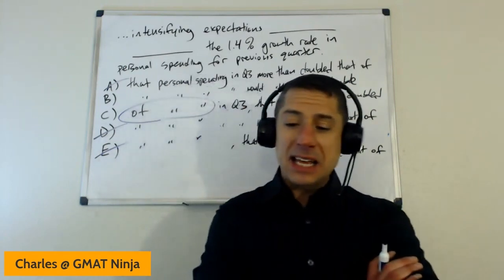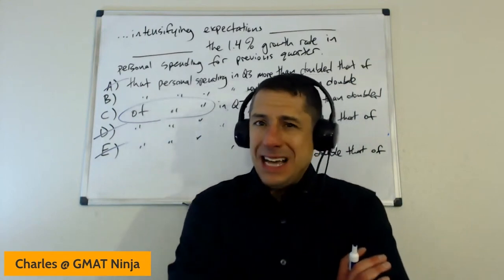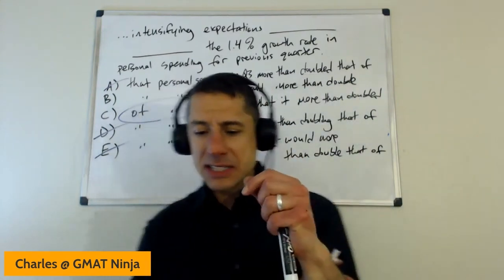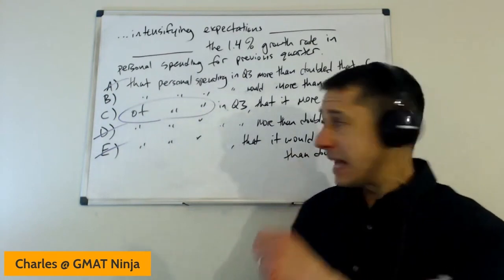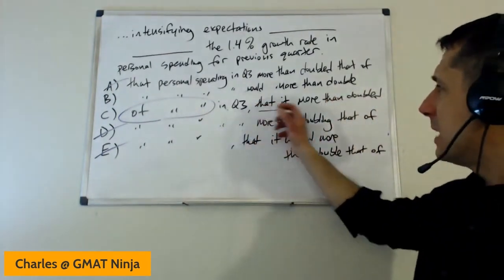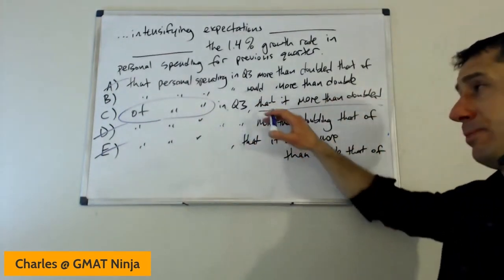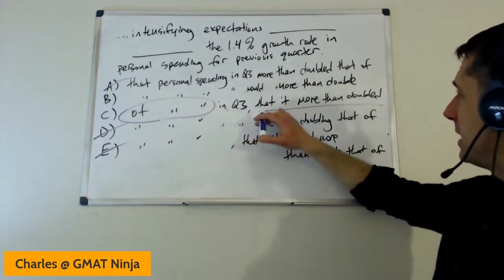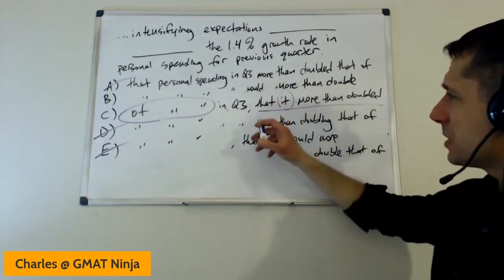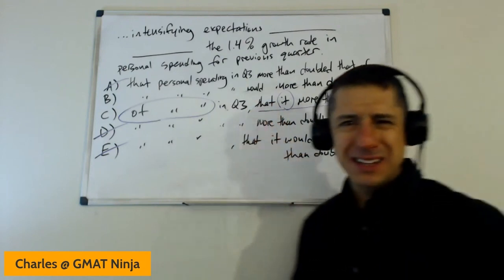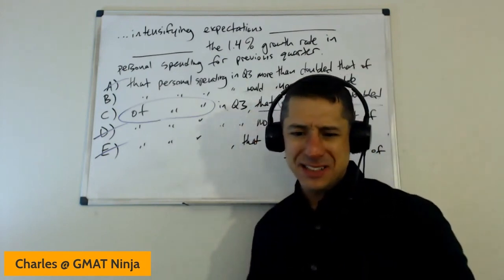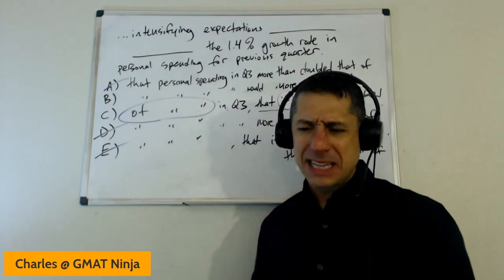What does it mean to say expectations of personal spending? Kind of nonsense. Meaning-based thing there in C, one strike against it. I mean, look at that last part. That it more than doubled. I'm super confused by this, that personal spending, I guess that's okay. The it refers to personal spending, but what's the that doing? Intensifying expectations of personal spending that it more than doubled.